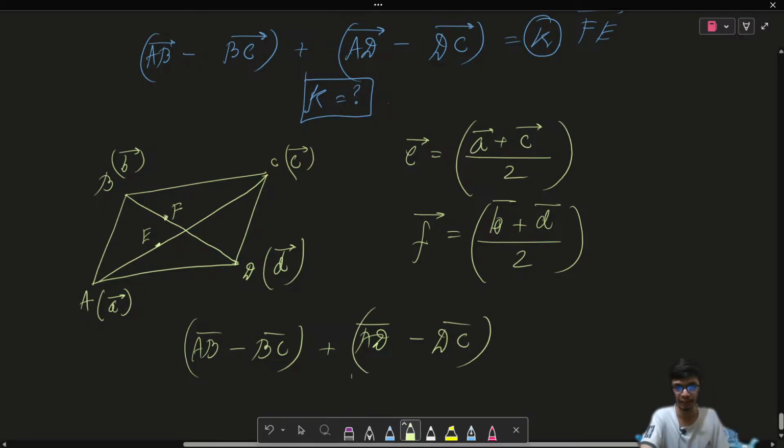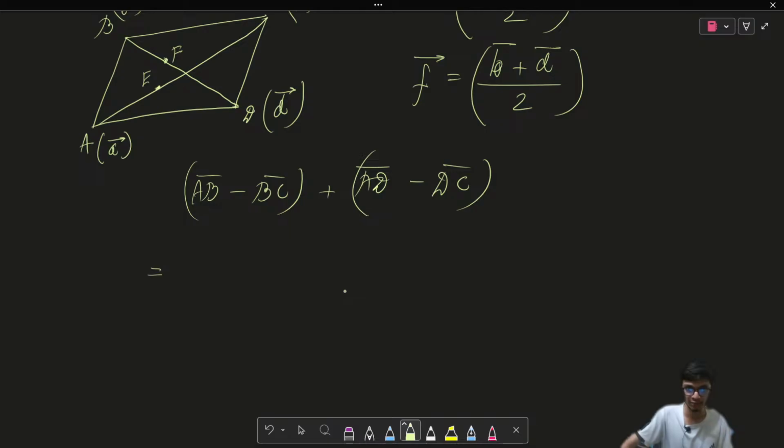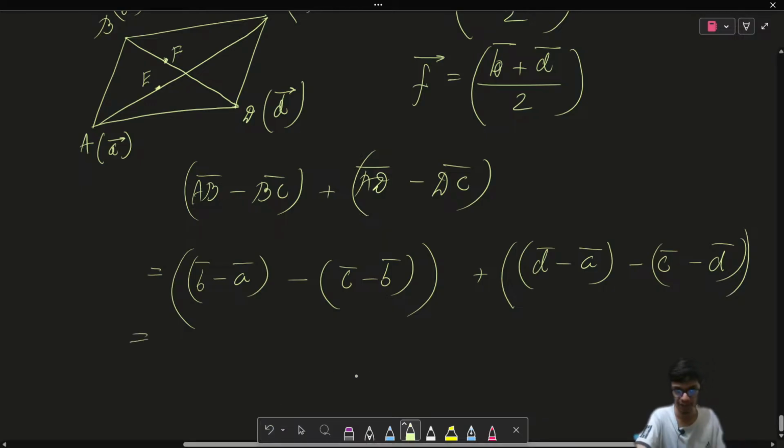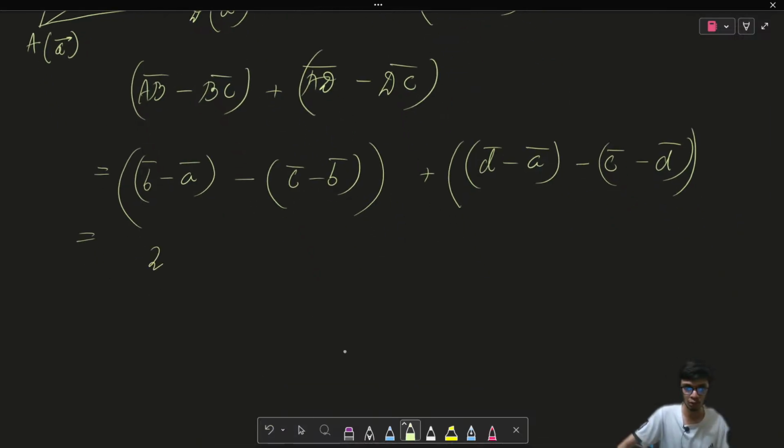Now if you try to write this in terms of the position vectors, you will observe that this is basically coming out as B vector minus A vector, minus of C vector minus B vector, and this part plus D vector minus A vector, minus of C vector minus D vector. Right. So if you simplify this relation, you will see that this will come out as 2 times of B vector minus A vector minus C vector plus D vector, right?